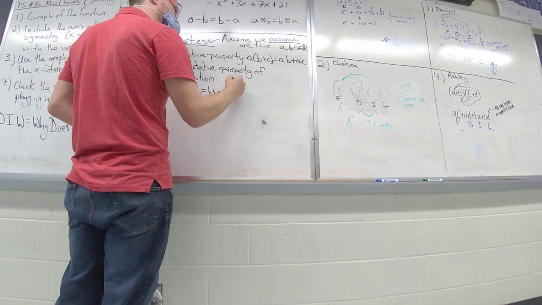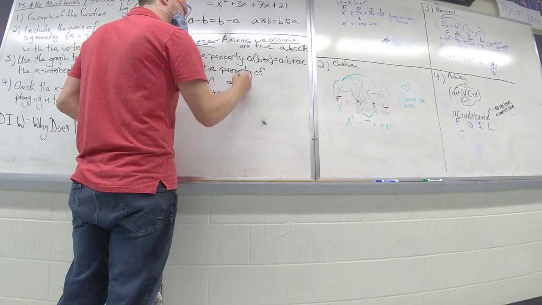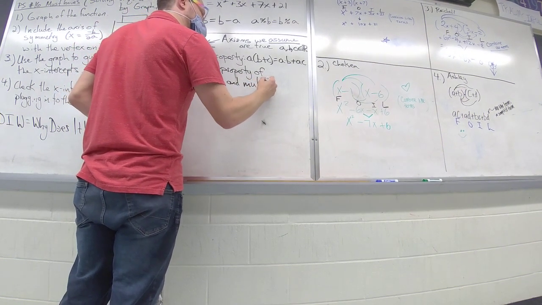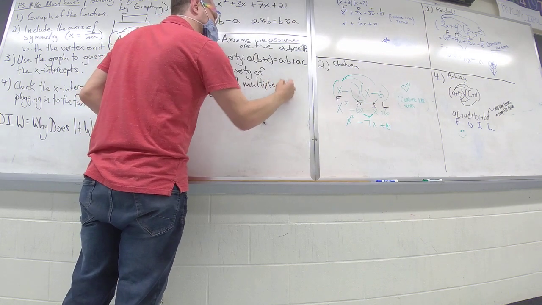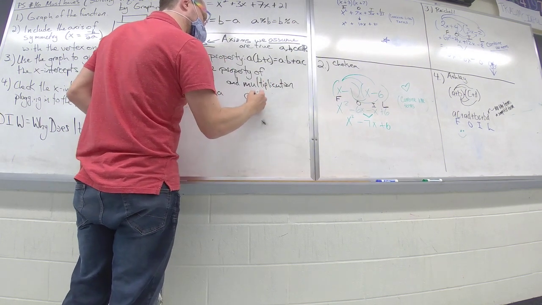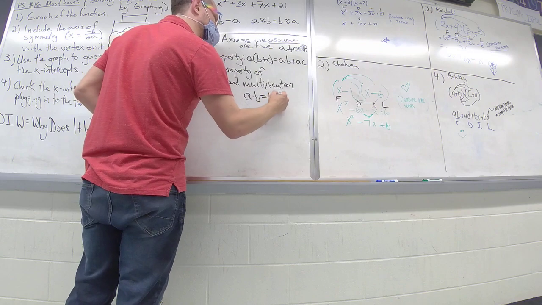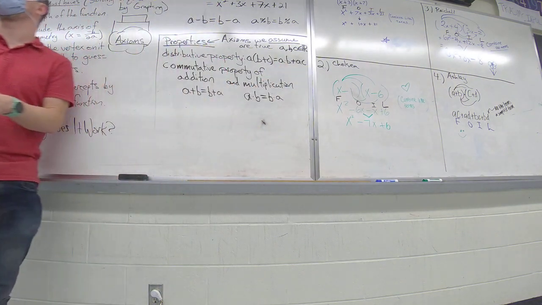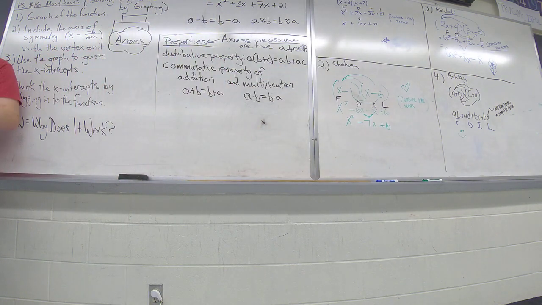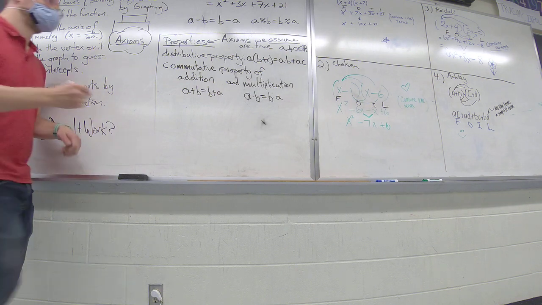What about multiplication? What does that look like? A times B equals B times A. And does that work? Does that match our intuition, what you've learned so far with multiplication?